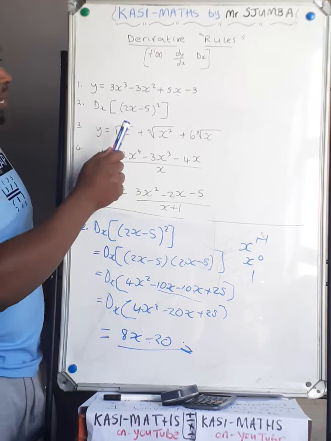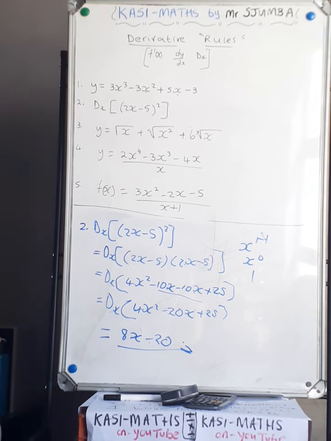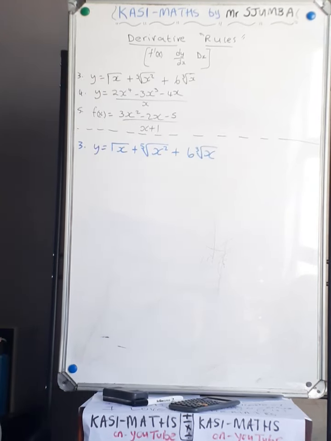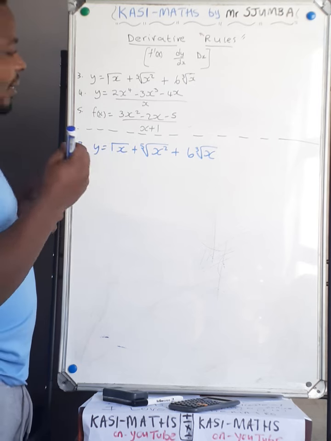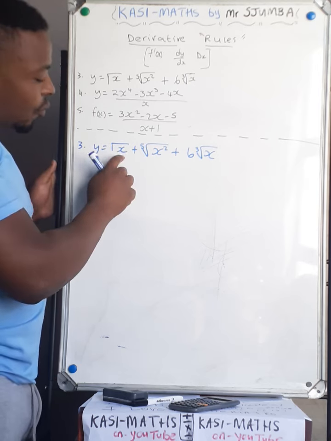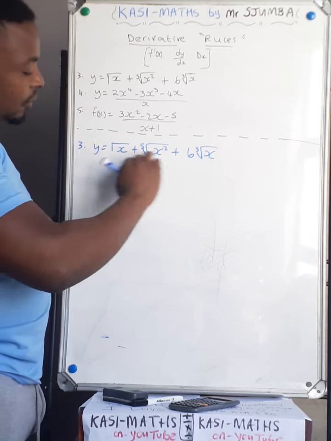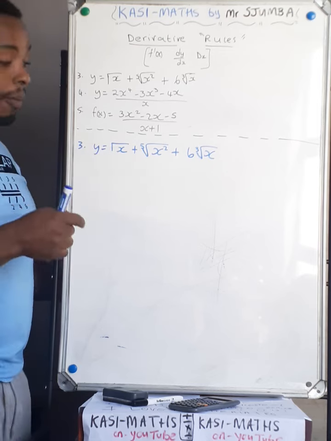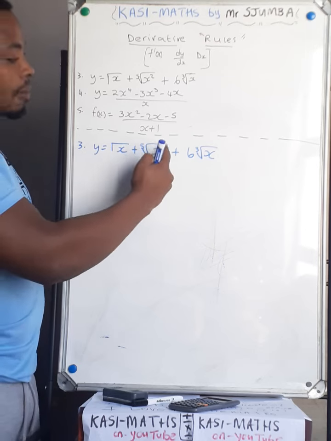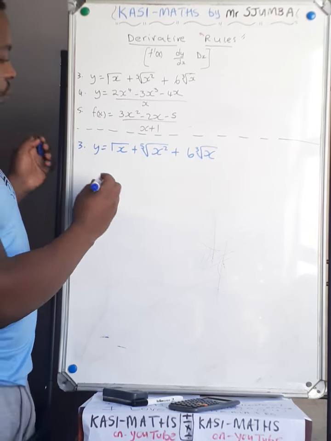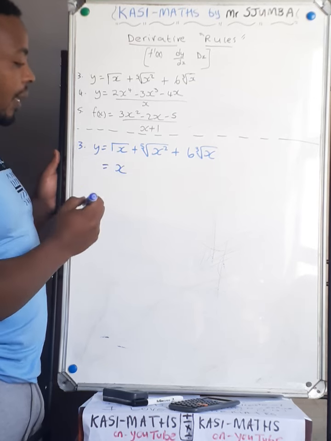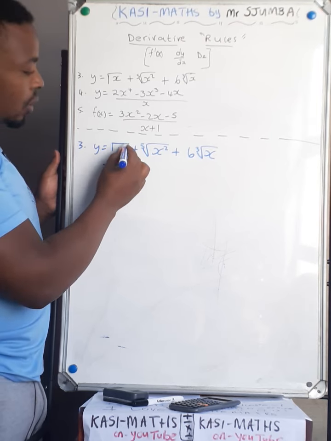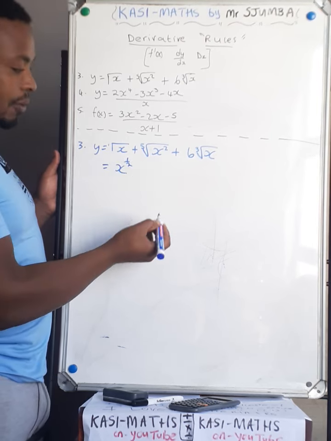So let's go to the third example. Our third example, we have this. We cannot derive if the equation is in this form. Where there is a square root, we must change it, and where there is a fifth root, we must change it too. As we know, a square root is the same as an exponent of 1/2. So the square root of x is the same as x raised to 1/2.